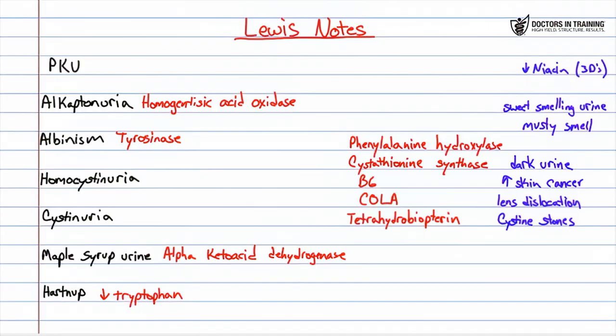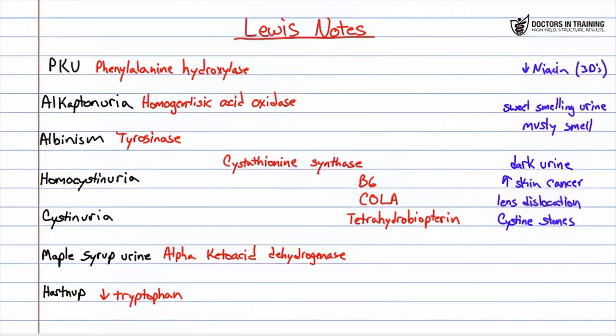Phenylalanine hydroxylase. That one's pretty easy because the phenylalanine makes you think of PKU, phenylketonuria. Cystathionine synthase, that's going to be over here by homocystinuria. You could get confused with that one and think it goes with cystinuria, but it actually doesn't. Next we have B6, and that B6 is going to go along with homocystinuria again. Remember that was another kind of cofactor that went with that one.